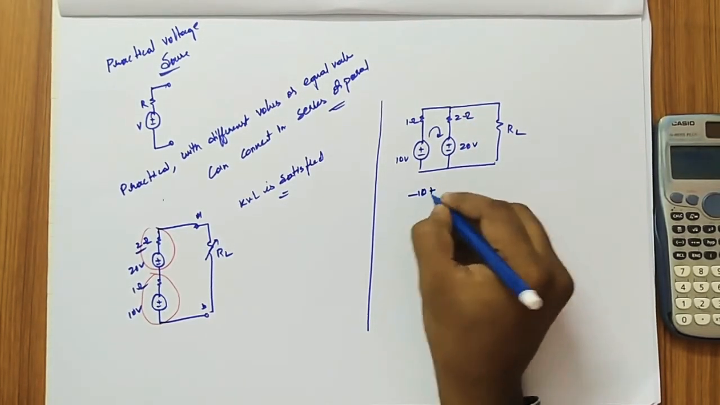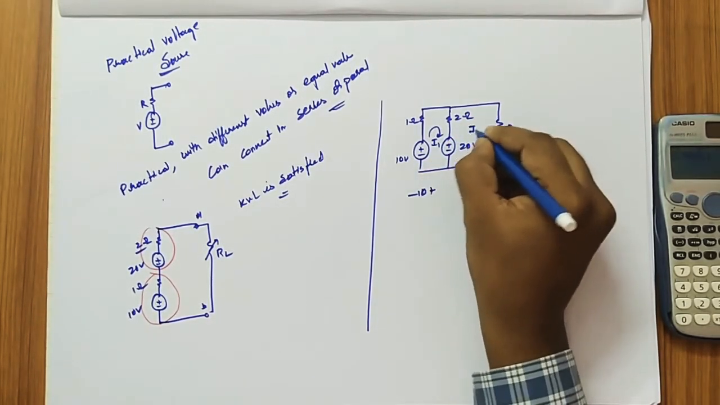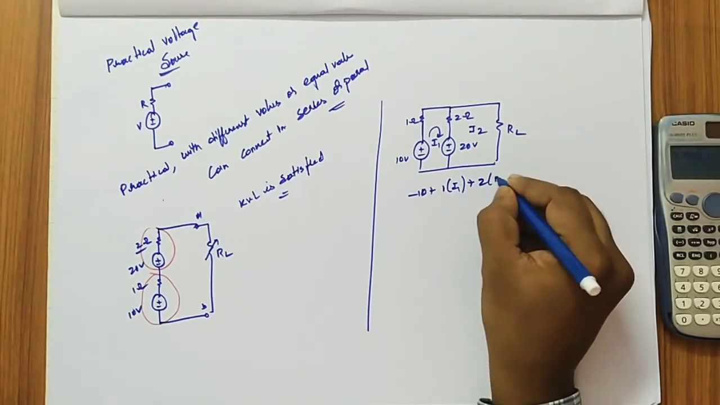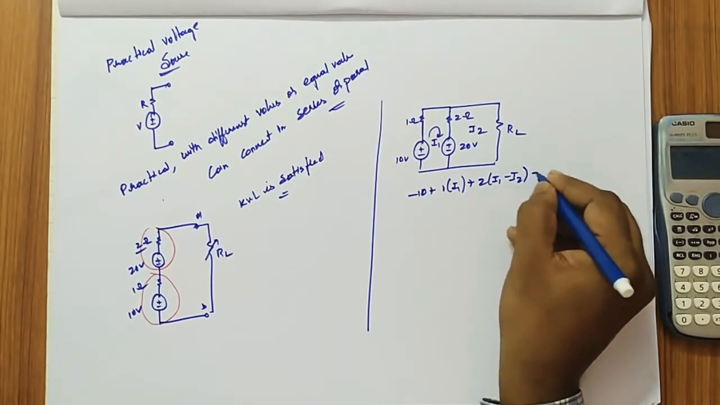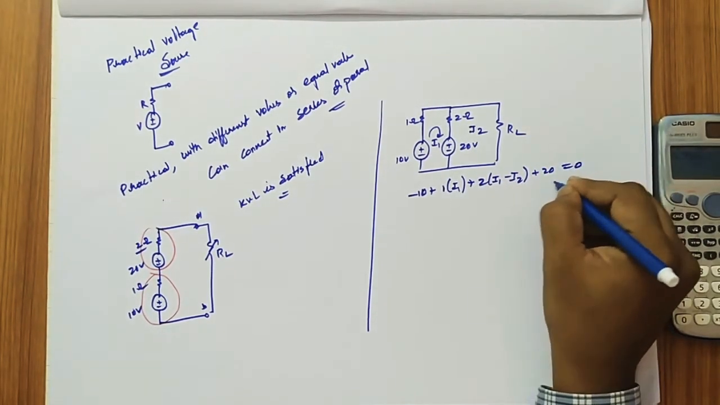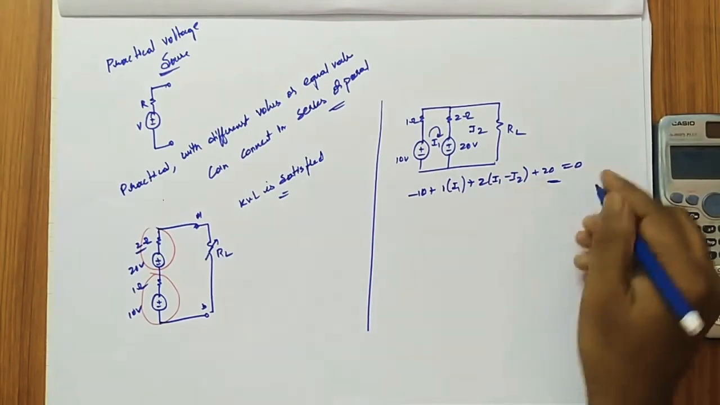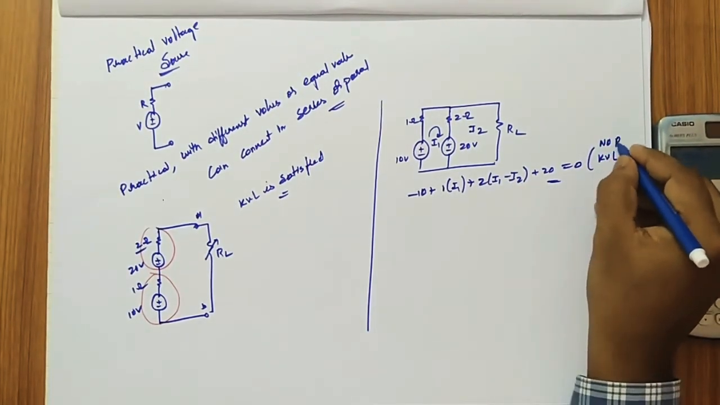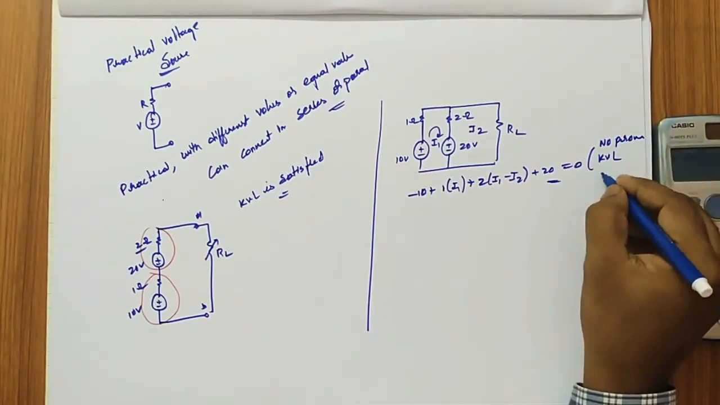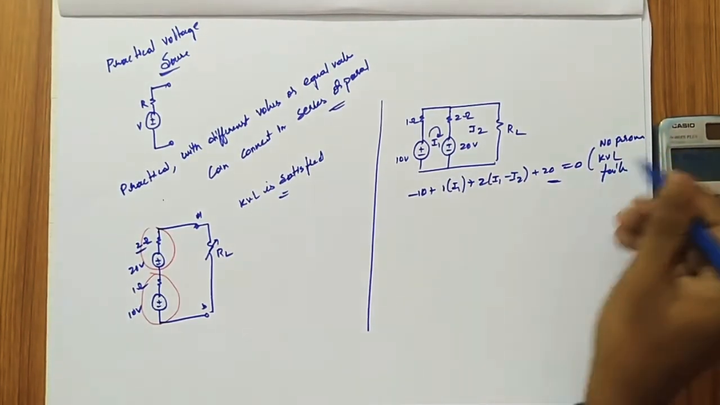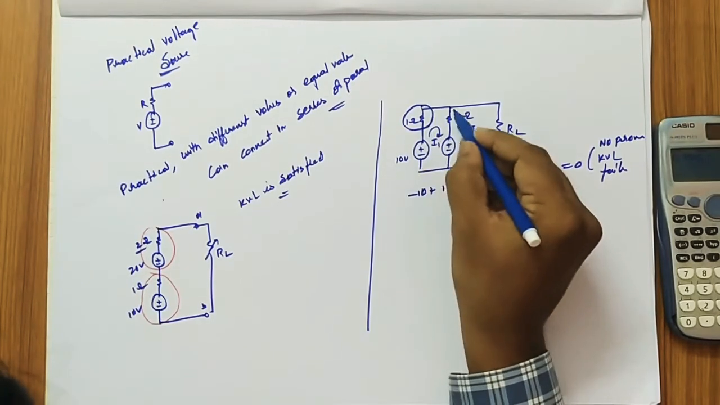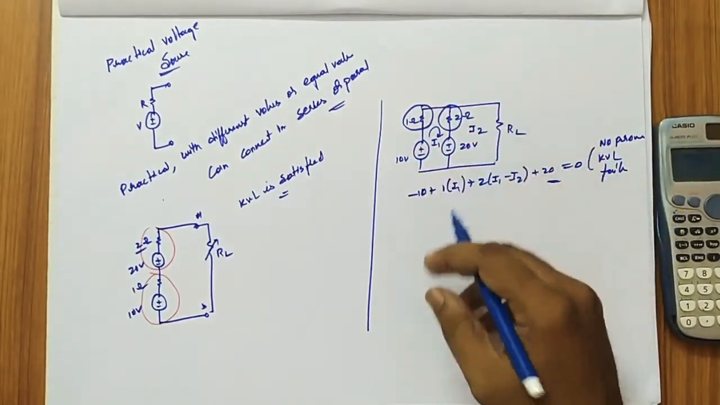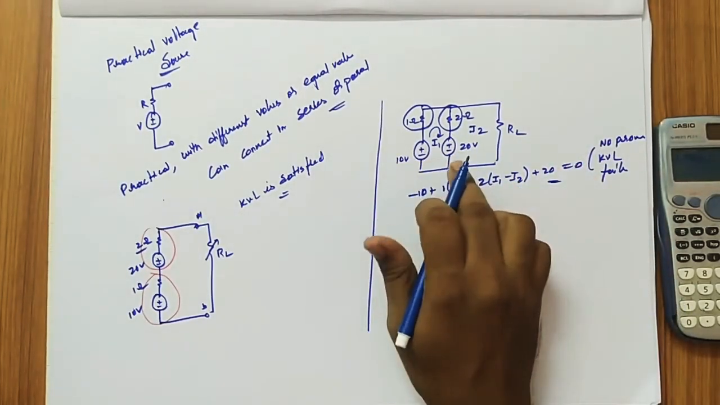Minus 10, let us say this is I1 and this is I2, plus 1 into I1 plus 2 into (I1 minus I2) plus 20 equal to 0. So here there is no provision of KVL failure. Why? Because you are having these internal resistances. These internal resistances will compensate for the voltages which have a difference.